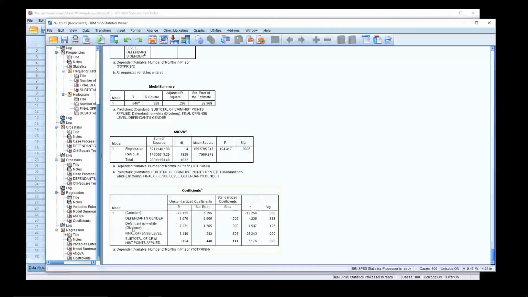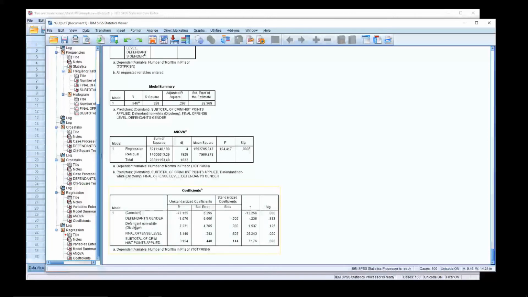Well, when we go and look at the other variables, we see race in here. So remember, 0 was white, 1 was non-white. So non-white individuals receive sentences of about 7.2 months longer. But once again, that's not statistically significant. It's not below 0.05. So we can't make this generalization either. What does win the day is the final offense level and the criminal history points.